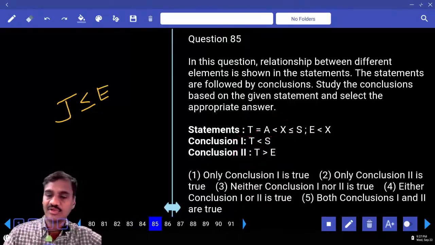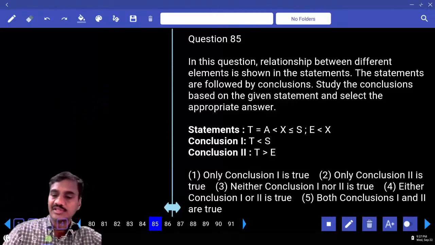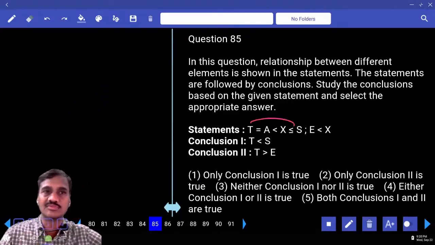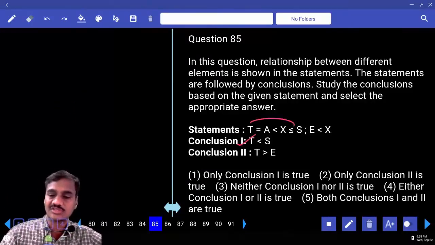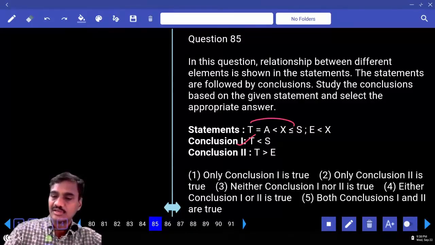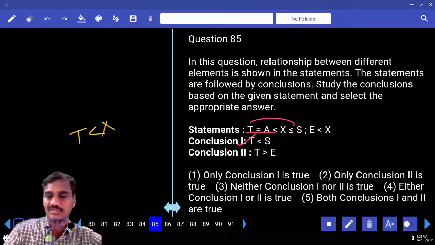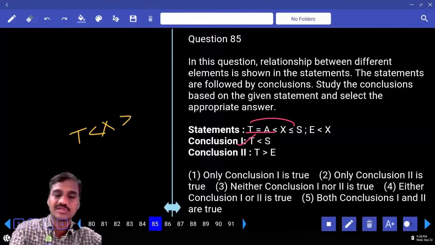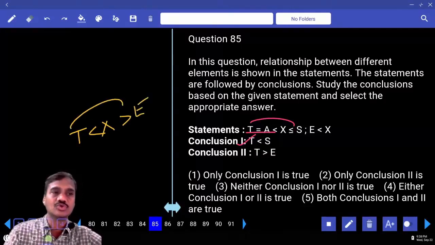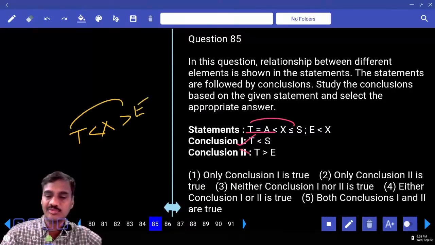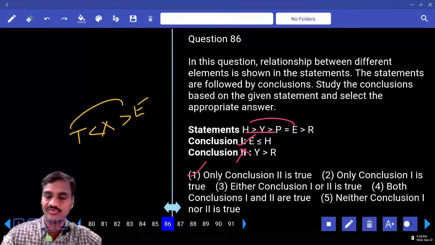Then 85, the relation between T and S. T is here, S is here, tell me which symbol is common? Lesser than. Hence T lesser than S is definitely true. Now T and E. The relation between T and X is T lesser than X and E lesser than X. And E lesser than X means X greater than E. Now between T and E, two opposite symbols. No relation can be done, only one, that is choice 185.